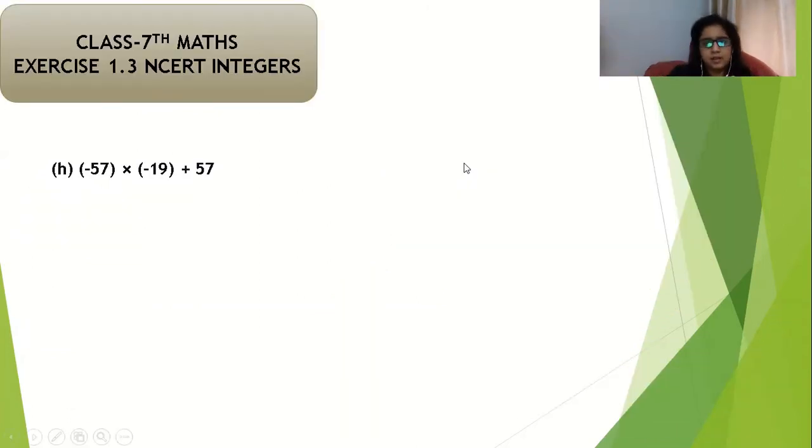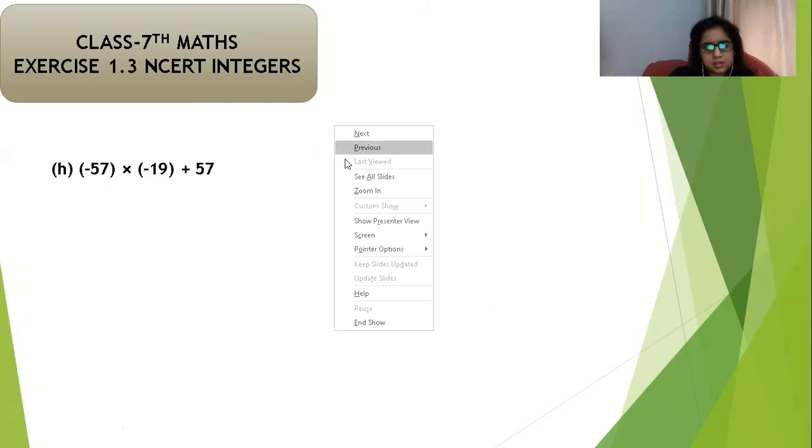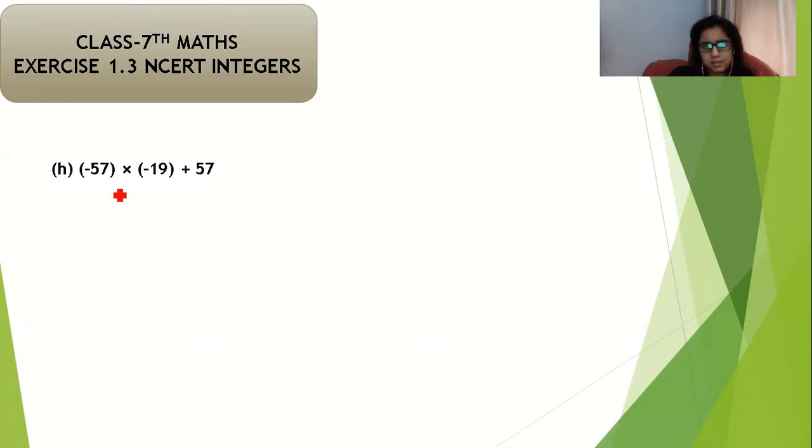So the next part is H part, and if you see that there are three numbers in this equation, but these three numbers are actually two numbers, because this 57 is one number. So what we will do to make this equation just like three numbers, because I want to use the distributive property here. I will multiply this 57 by 1. I will make these numbers just like three numbers.